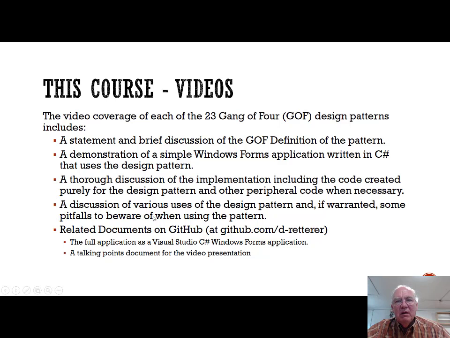I usually give you some uses of the pattern, some real honest-to-goodness real life uses. But sometimes I'll give you some things to avoid as well, where you've got to be careful that you're using the pattern properly. And then we have some documents that will be available to you, and that'll again be on my GitHub repository.